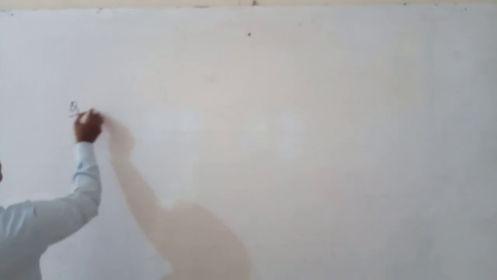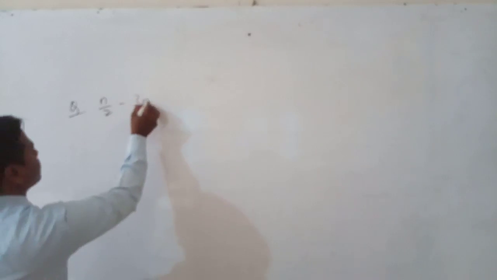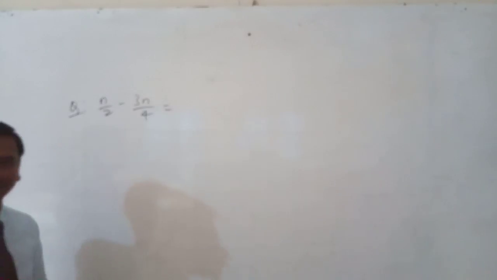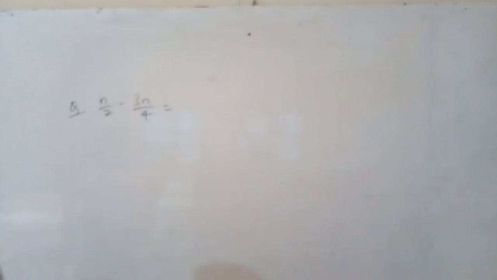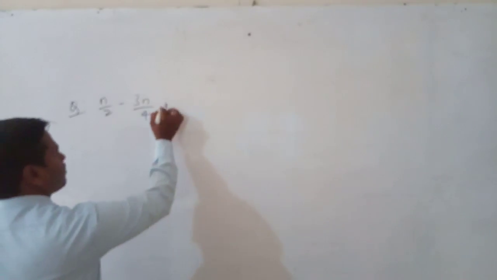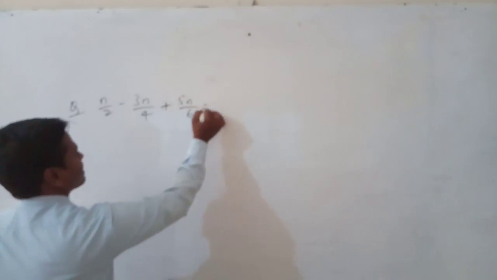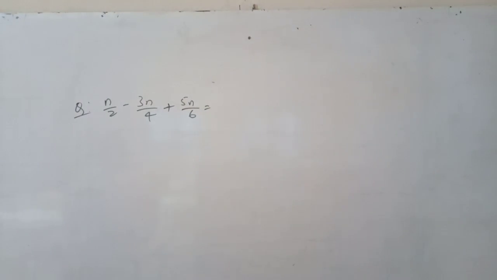Okay, let us see the next question. Next question is n by 2 minus 3n by 4 plus 5n by 6 equal to, what is here, 21.